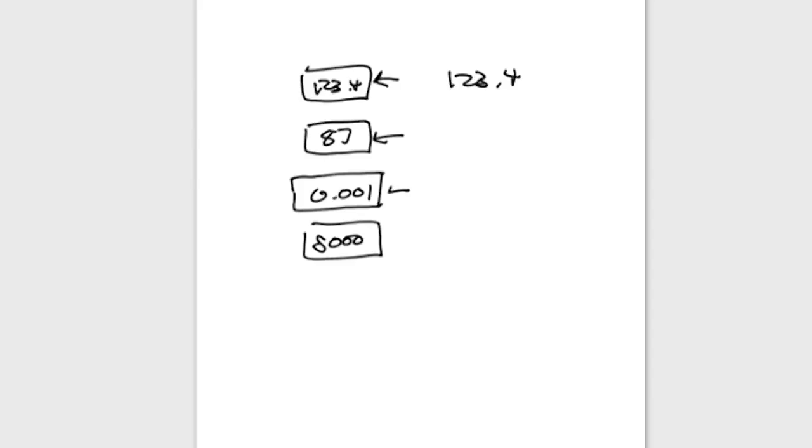Now we'll go on to the next one. 0.001. Is that bigger than 123.4? No, it's not. So we'll go on to the next one. 5,000. Is that bigger than 123.4? It is. So we'll get rid of that and replace it with 5,000.